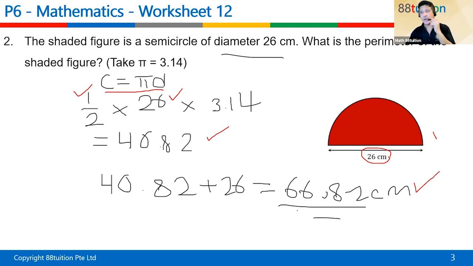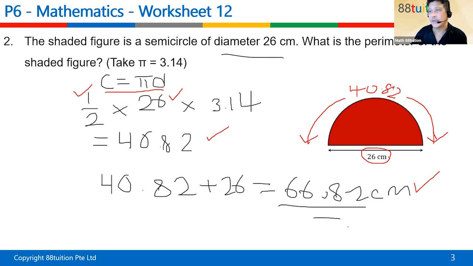Okay, 66.82 is correct. Very similar to question 1, you notice when we first use the formula to calculate, we actually end up with just the curved line. So 40.82 is actually the curved line only. Don't get confused, because when we use the formula for area, it is a different thing altogether. So 40.82 is just the curved line. Then you must add the straight line in order to get your final answer. So 66.82 is correct. Okay, so that's for question 1 and 2 already.